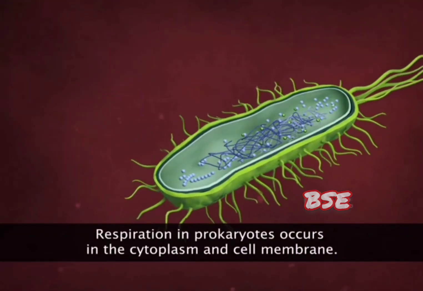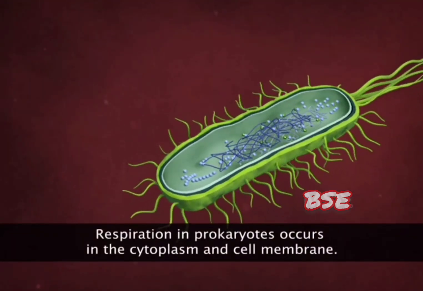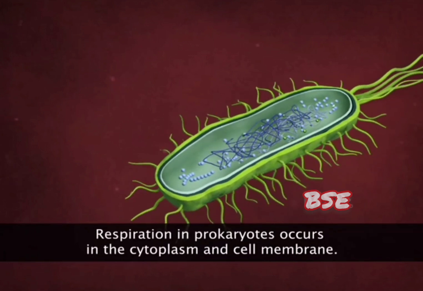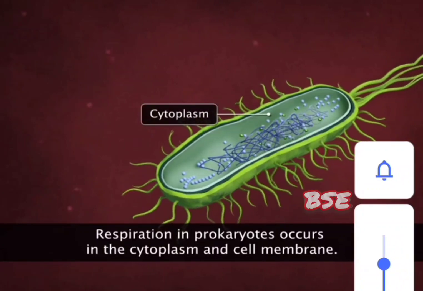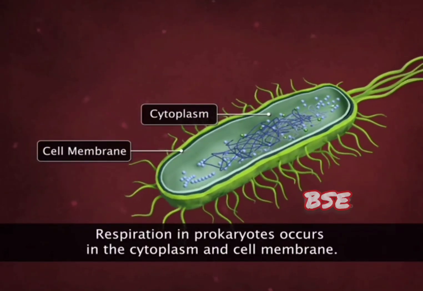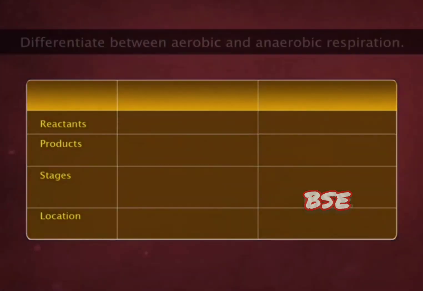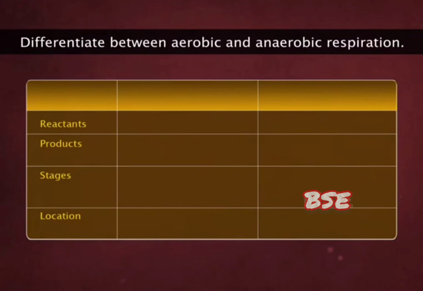However, the locations differ in the case of prokaryotes, as they have no mitochondria. Respiration in prokaryotes occurs in the cytoplasm and cell membrane. So now, can you differentiate between aerobic and anaerobic respiration?